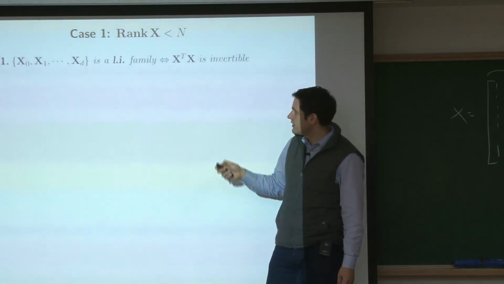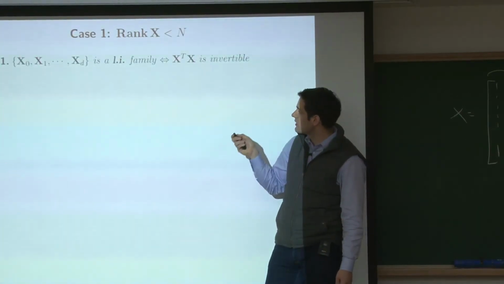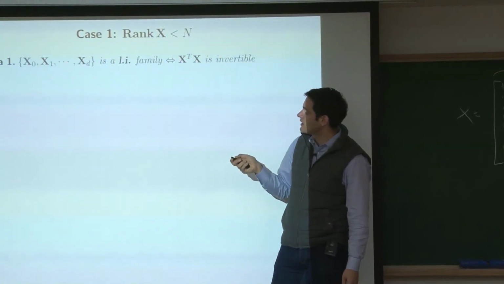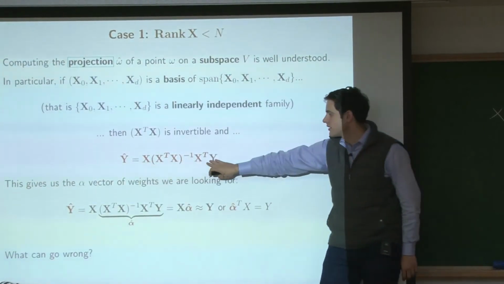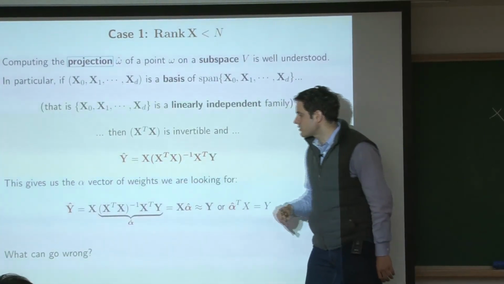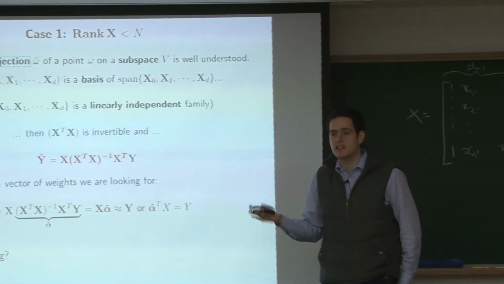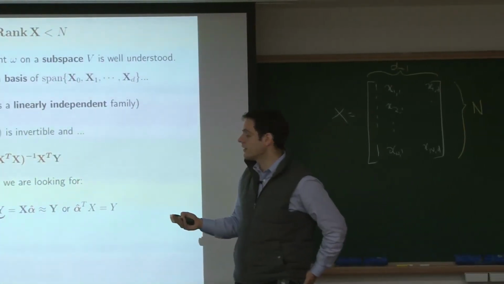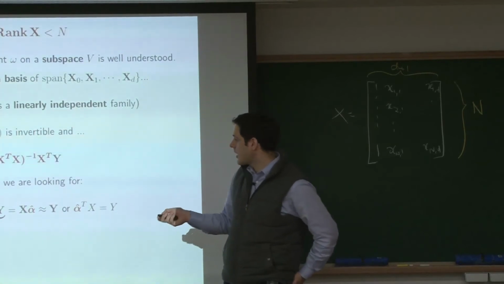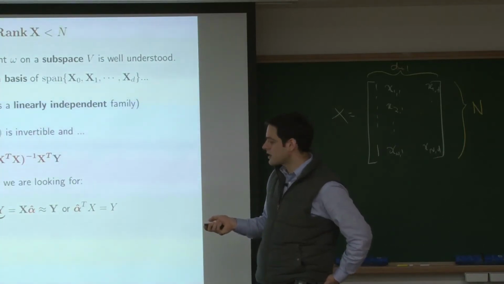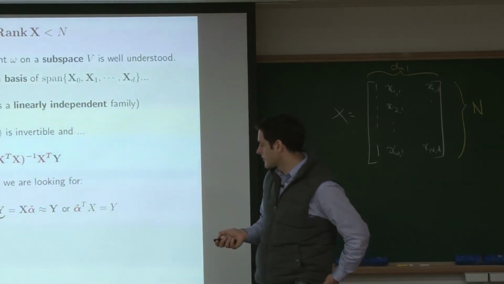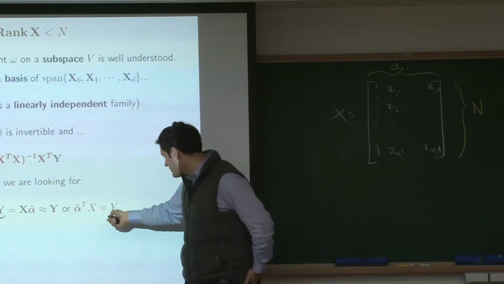So why did I need this? Because I need to show that this is invertible if this is a linearly independent family. And this is sufficient if you want to get this projector well defined. And then I just use this. Incidentally, this projector also gives us the alpha. Why? Because if you just write alpha for this part of the equation, then you have y hat is equal to x times alpha. Alpha or alpha hat, it's just the same thing. I'm sorry, this is an approximation.